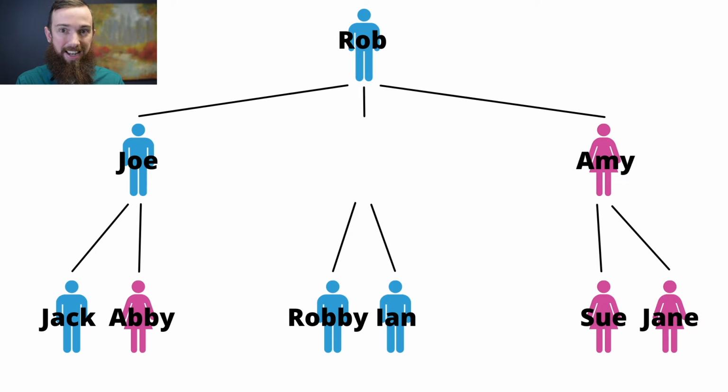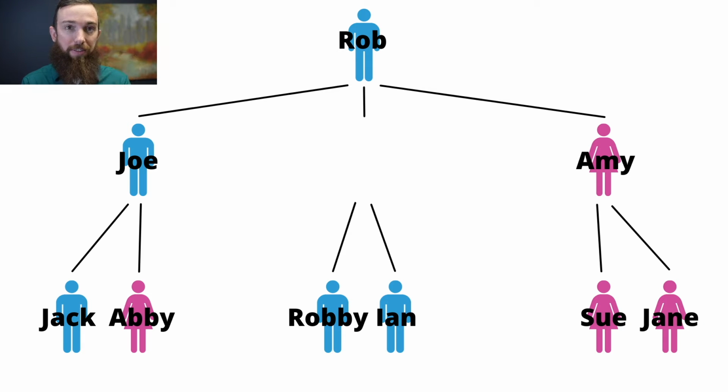So in this scenario, if Rob selected Per Stirpes and Mary had passed away first, his three branches are paid out equally. So Joe would receive 1/3 of the payment. Amy would receive 1/3 of the payment. And Mary's 1/3 of the payment is split, so 16.5% and 16.5% between Robbie and Ian.